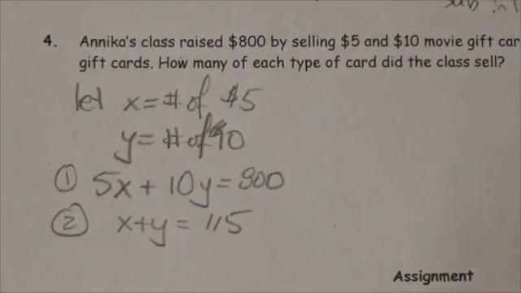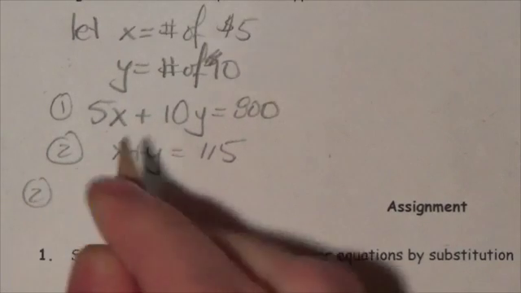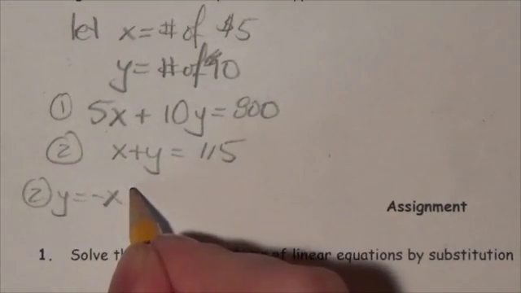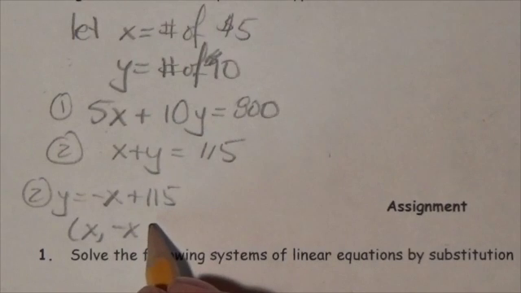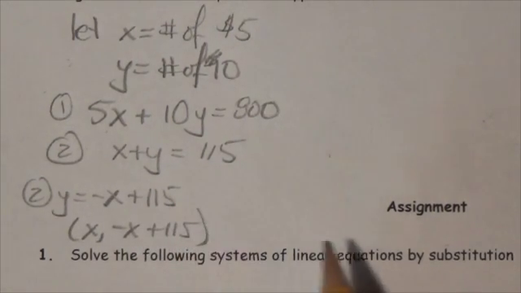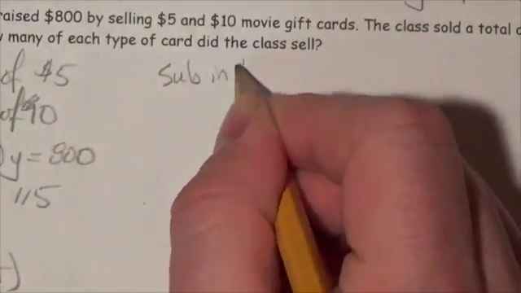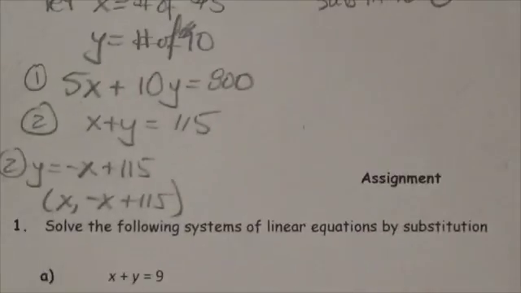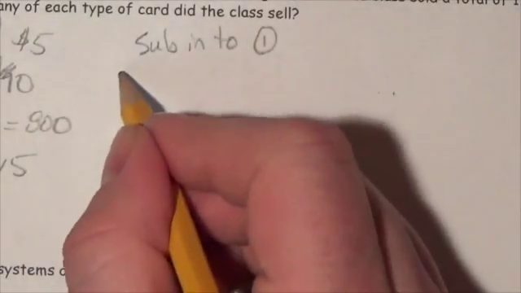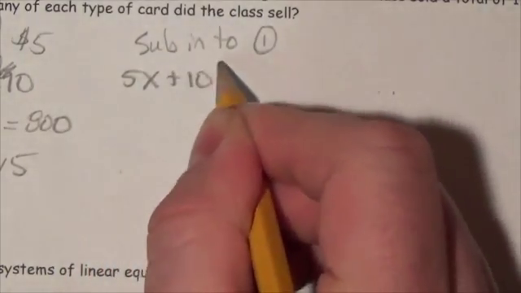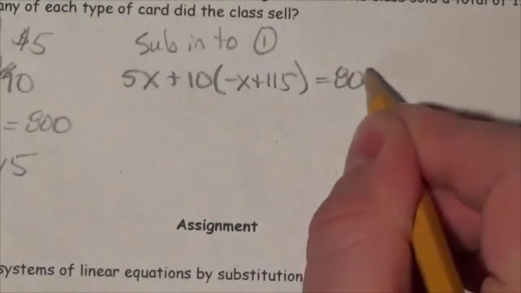Okay, and so now we got our 2 equations right here. Now what we're going to do is pick one of the equations, and very likely equation 2. We'll take equation 2 here, and we'll solve for y. And so each point on that line is going to be x comma negative x plus 115. And I'm going to sub that into number 1. So equation 1 is going to end up being 5x plus 10, and we'll put this in brackets, negative x plus 115, is equal to 800.